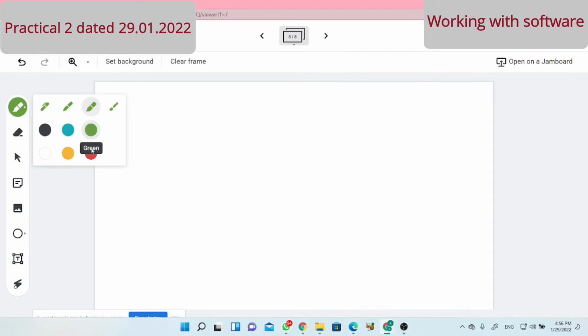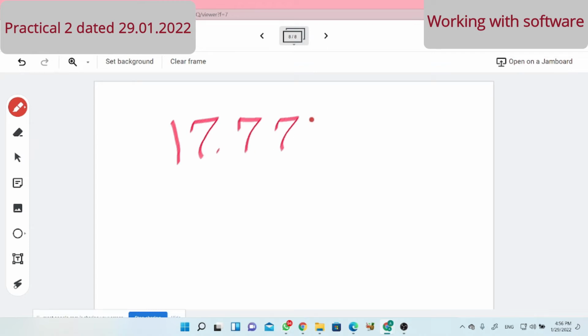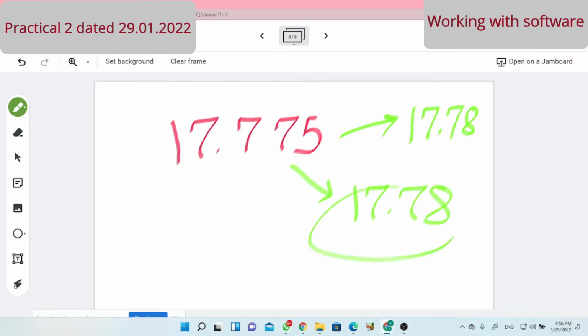Suppose an average number is 17.775. What is the rounding up to 2 digits? As per software and as per our rule, 17.78. Here you will match. Here you will get the same answer.